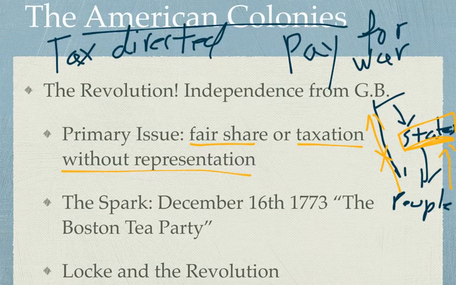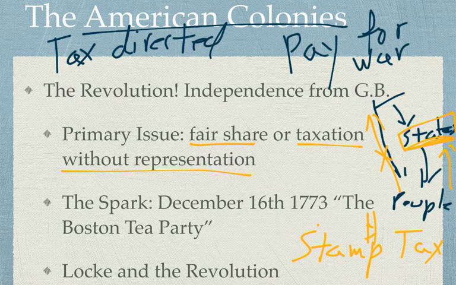As a matter of fact, the taxes that are the issue, for instance, the stamp tax, are actually very minimal compared to what you or I are accustomed to paying. But the question wasn't the price tag. The issue was we should have representation if you're going to tax us.